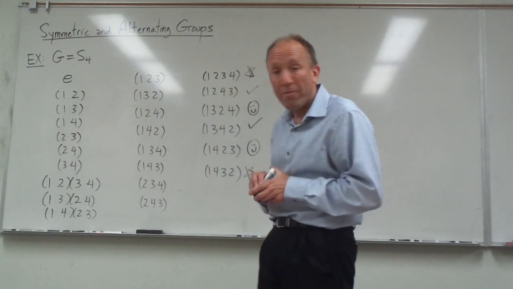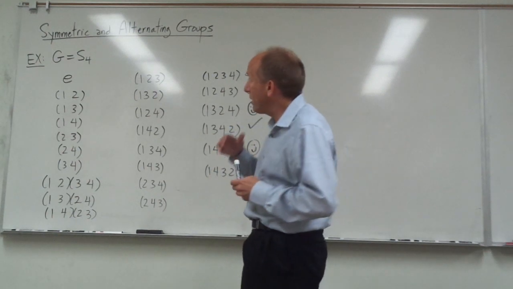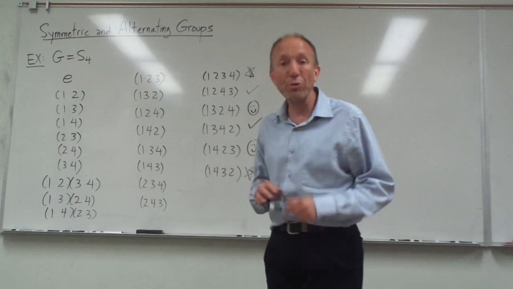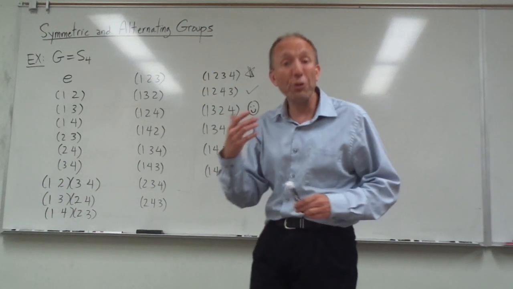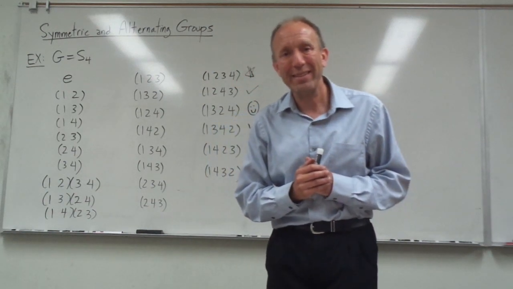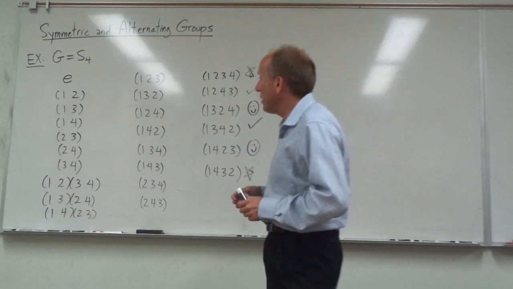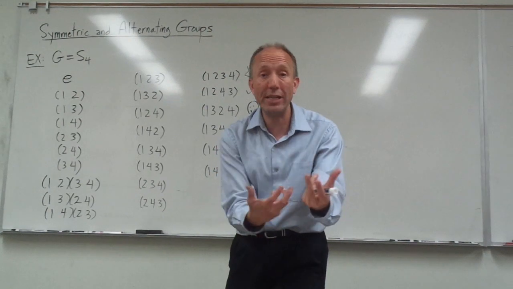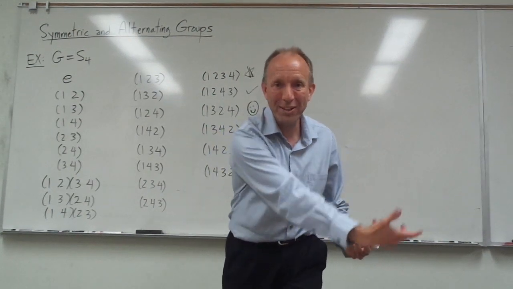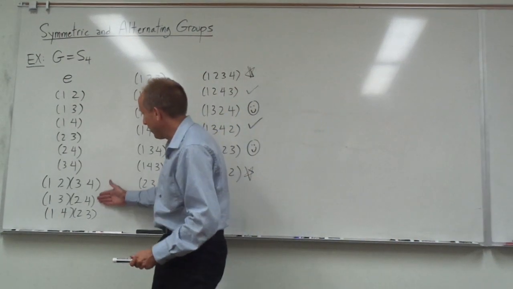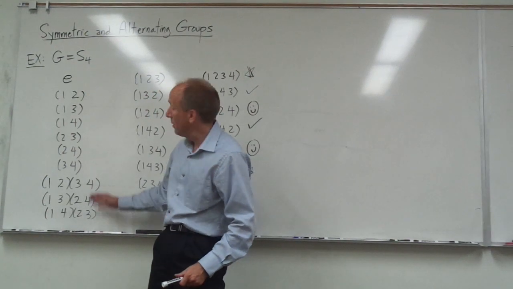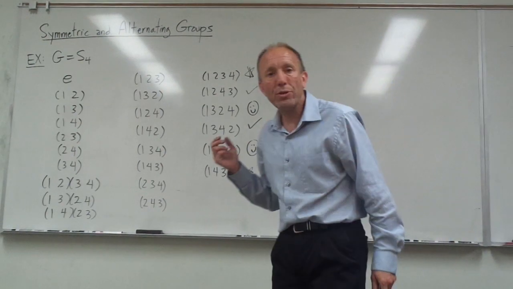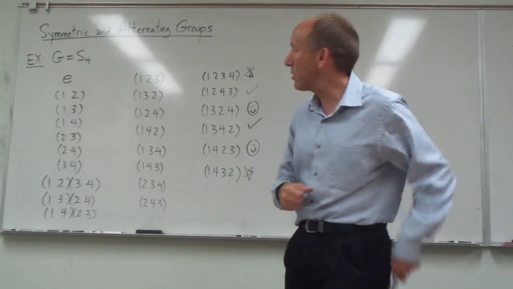One of the advantages of that notation is that the order of the elements in this S4 group is just the LCM of the cycle lengths. Okay, you remember that? So if my cycles are disjoint, meaning that I don't see the same number in more than one cycle, like down here, these are all disjoint cycles. Given that, the order of any one of these elements is just the LCM of the cycle lengths.